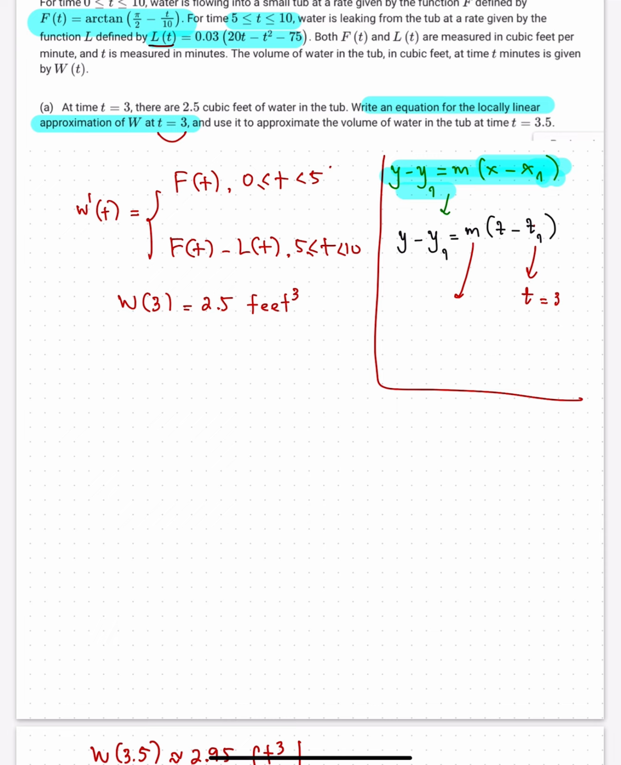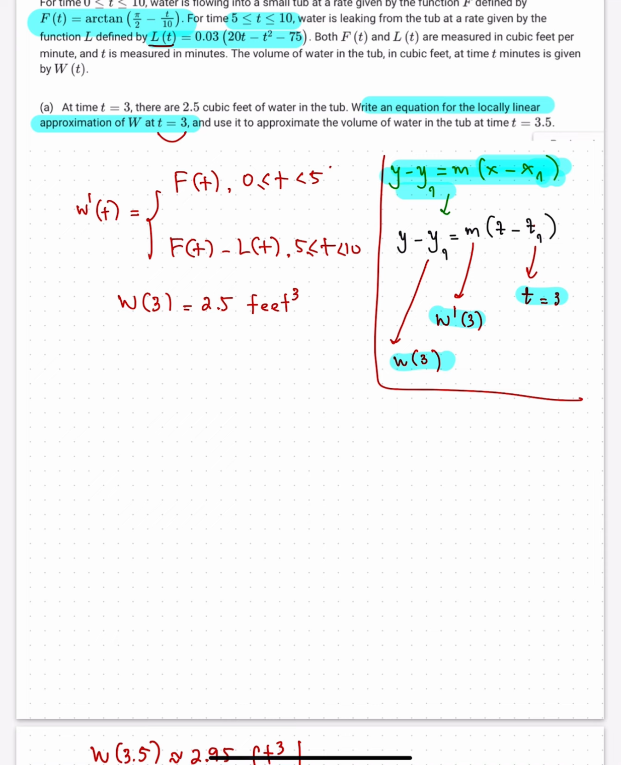So if any tangent line touches any function, here it touches the curve of w of t, so the slope will be the first derivative at that point. So we can consider w prime of 3. And y1 is the value we get from substituting the value of t into the function, which is w of 3. Okay, so our goal is to find these two values.